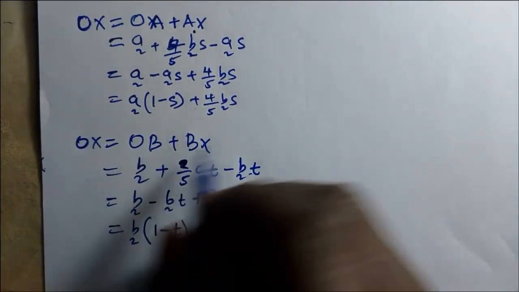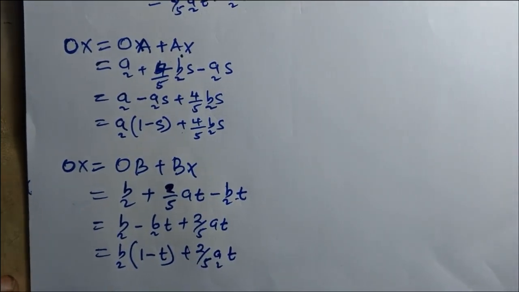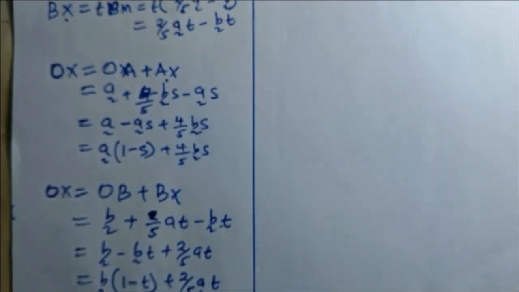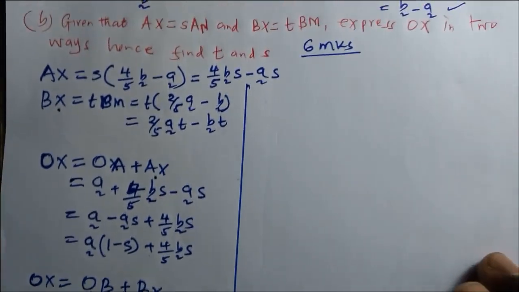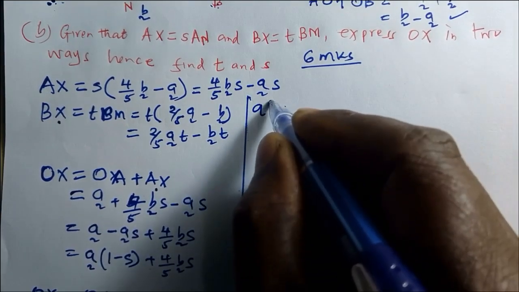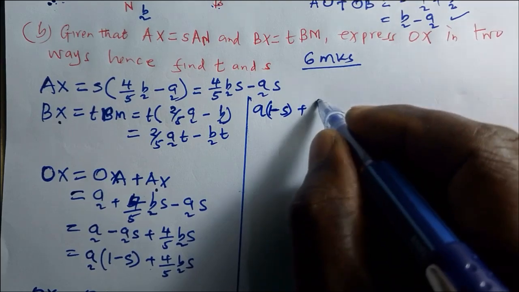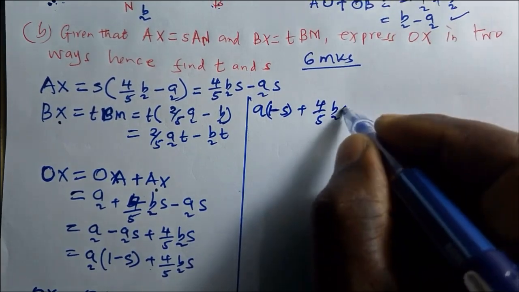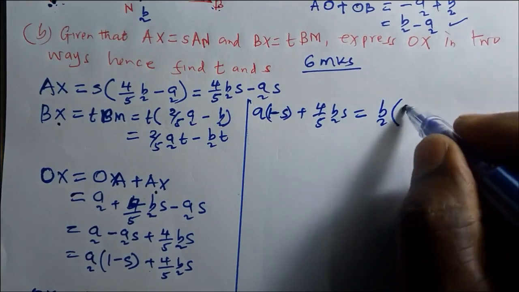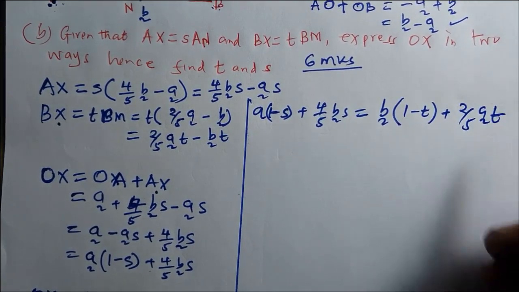Now, since this OX and this OX are the same, we are going to equate them. They are equal because they are the same. Whether you use a different route, we obtain the same result. So we equate them and say that A into 1 minus S, plus 4 over 5 BS, is equal to B into 1 minus T, plus 2 over 5 vector AT.